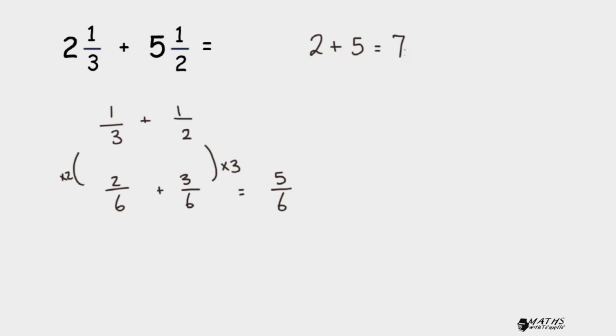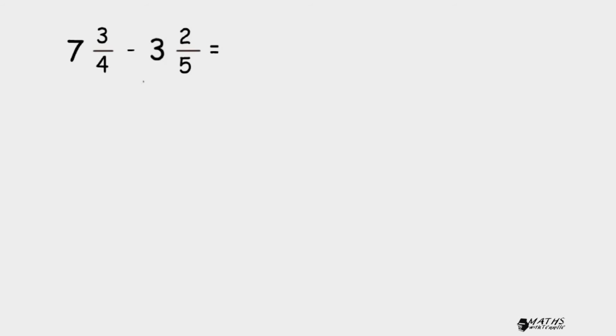But we can't forget our 7 whole pizzas. So our final answer is 7 and 5/6. We do the subtraction in the same way. We start with our wholes. So 7 whole pizzas take away 3 whole pizzas. We're left with 4 whole pizzas.